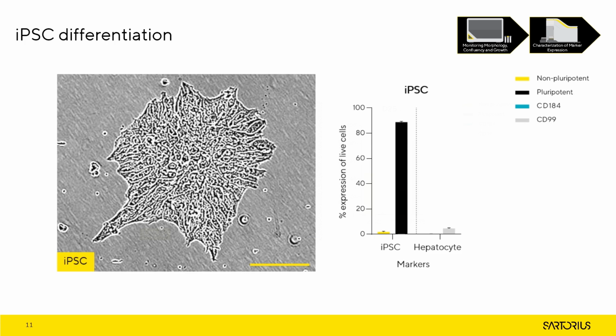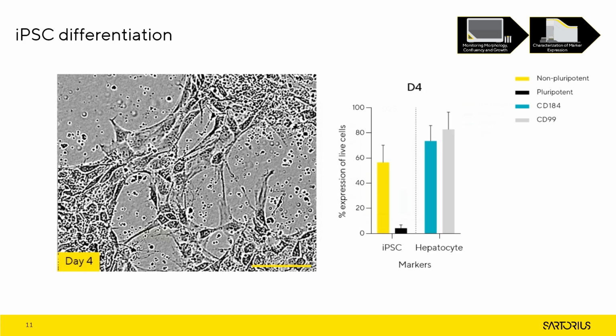and hepatocyte markers. If we move on to day 4, there is a clear change in the morphology of the cells at the definitive endoderm stage. Cells have become much more spread out and have lost the colony-forming characteristics associated with iPSCs. This observation is also reflected in the marker expression, where we see a reduction to almost zero of the pluripotent marker, while non-pluripotent marker expression is elevated to almost 60%. Definitive endoderm marker CD184 is over 70% expressed, and CD99, a hepatic lineage marker, is over 80% expressed.